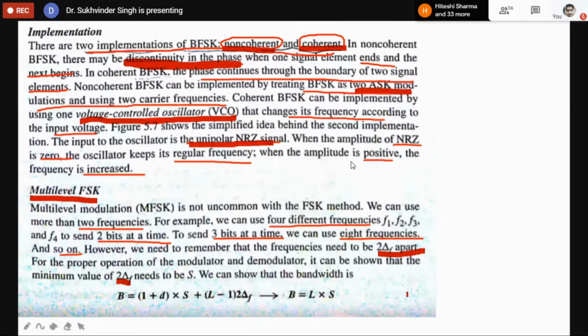So bandwidth for this case is also (1 plus d) into s. d is again a factor which lies between 0 and 1. L is the number of levels. Twice delta f is the gap between the frequencies, or frequencies apart.